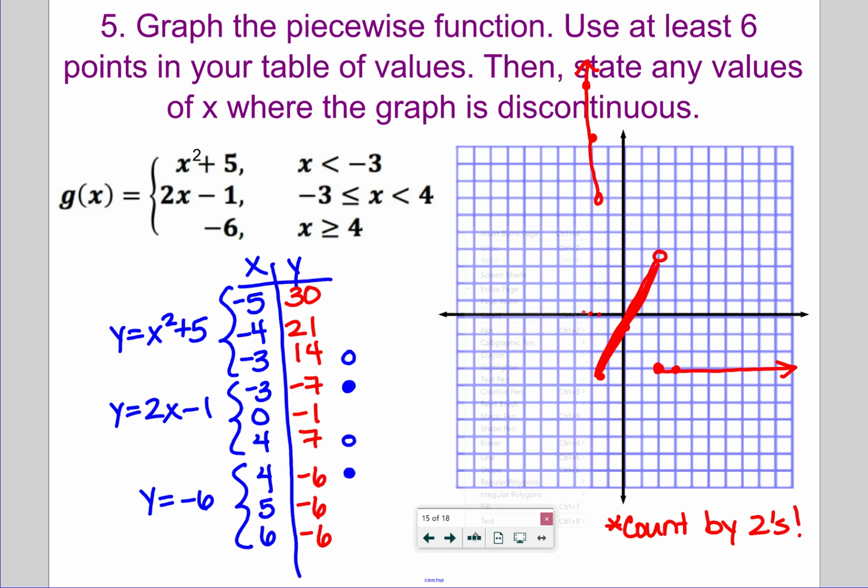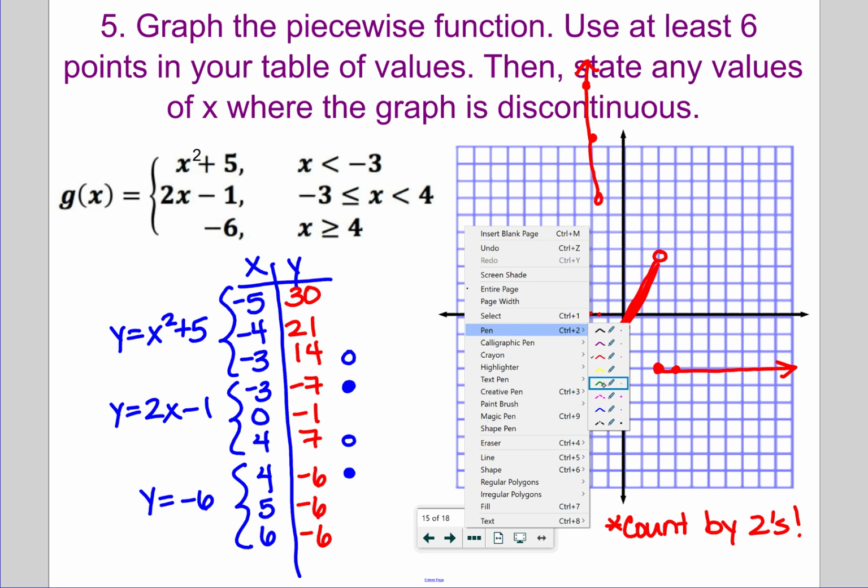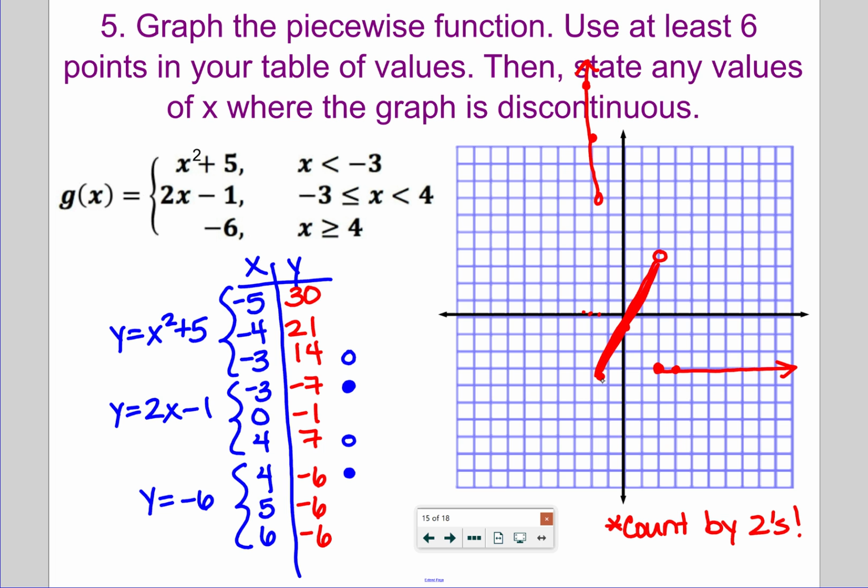Finally, we want to state any places where this graph is discontinuous, meaning an x value where, if I want to trace it from left to right, I'd have to pick up my pencil to jump from one piece to the next. I have breaking points at -3 and at 4, and you can see in the table here, at -3, I do not get the same value out, and at 4, I do not get the same value out. So you can even just look at the table and say discontinuous at x equals -3 and x equals +4.